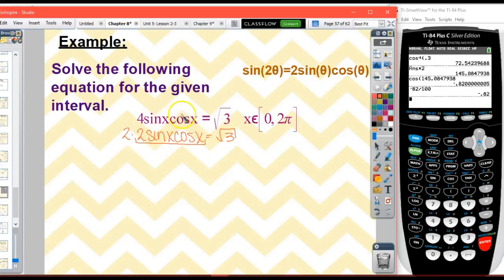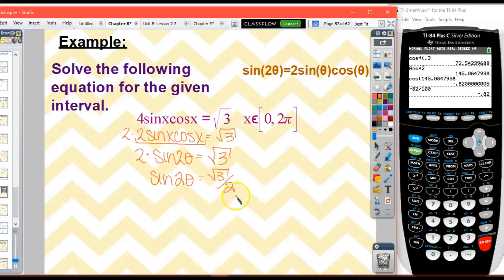So as this equation is right now, I have 2 different trig functions, and so I'm not going to be able to solve it. But I can replace this with 2 times sine of 2 theta, and that's equal to the square root of 3. Now to get sine alone, I would divide both sides by 2, so I'm going to get sine of 2 theta equals square root of 3 over 2.